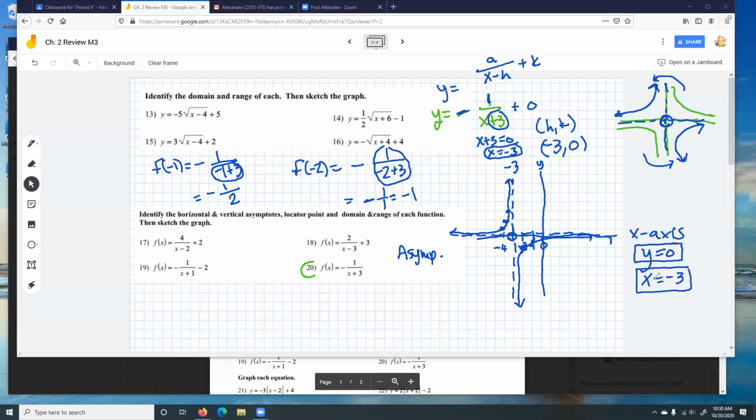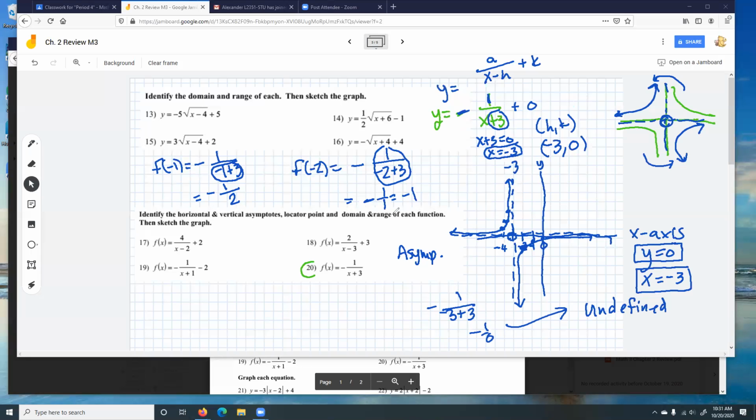These are the values where the function is undefined. That's why we have asymptotes. If I plug in -3, I'm going to get -1 over 0, so that's undefined. That's why you have an asymptote, because when you plug in that number, this -3 is going to make it 0 in the denominator. Also, when y equals 0, it's going to be undefined also.